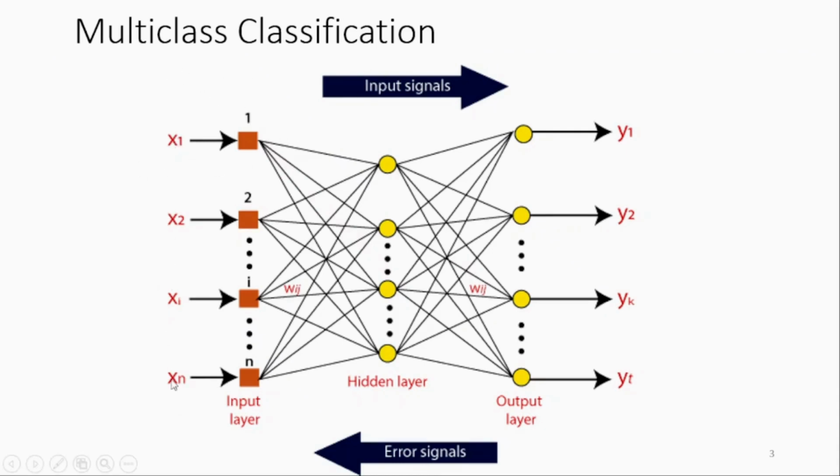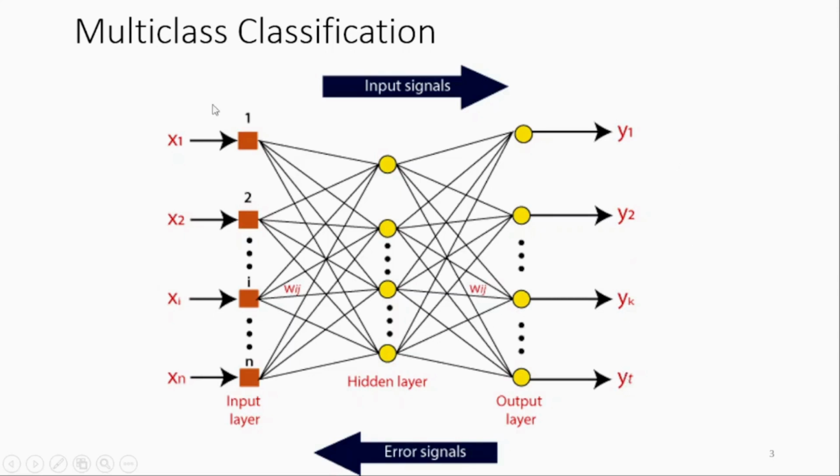These are the multiple inputs forwarded to the input layer. In the input layer, some weights are assigned to each input, and these inputs are then forwarded to the hidden layer. Inside this hidden layer, some activation functions are used, and these activation functions decide which input should be forwarded to the next layer, the output layer. After forwarding to the output layer, this gives us multiple outputs y1, y2, yk, and y10.